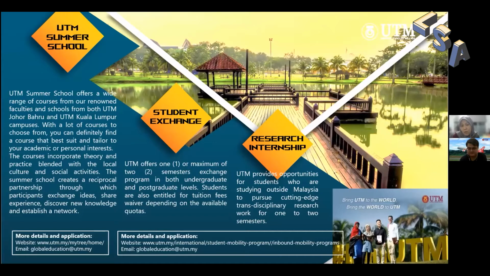We have a few categories of mobility program, but we focus more on three categories. The first one is the UTM Summer School Program, where we offer several courses from our renowned faculties and schools. It is a very short program, from 1 week to 4 weeks. The next one is the student exchange program, where we offer long or short semester exchanges for students, both at undergraduate and postgraduate levels. The third one is the research internship. This one is only offered to postgraduate students.